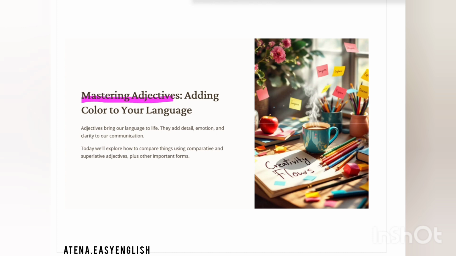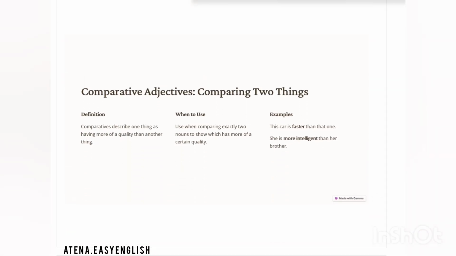Mastering adjectives, adding color to your language. An adjective is a thing that can change or add color to your language to have a better conversation with someone, to express your emotions in a better way. So adjectives bring our language to life. They add detail, emotion, and clarity to our communication. Today, we will explore how to compare things using comparative and superlative adjectives, plus other important forms. So, let us start together.